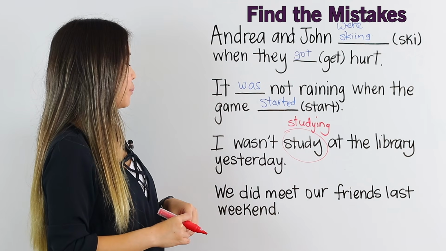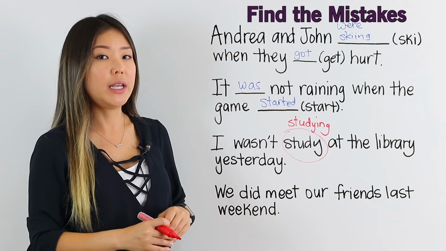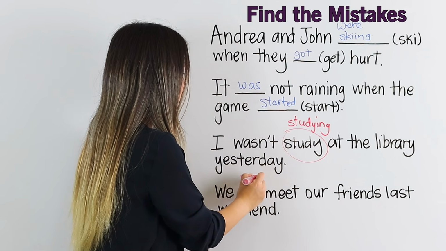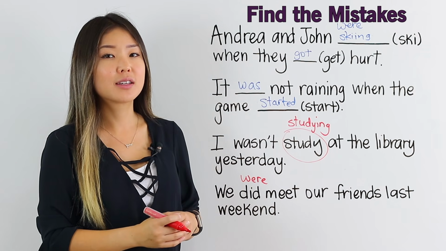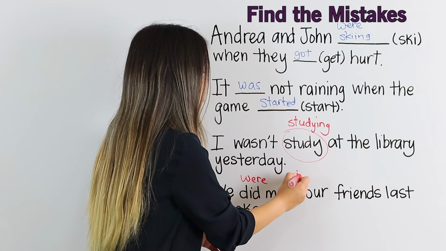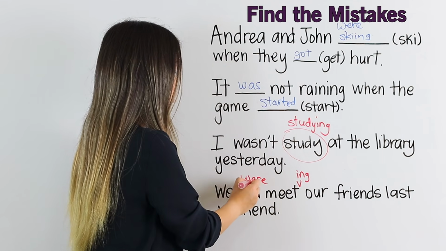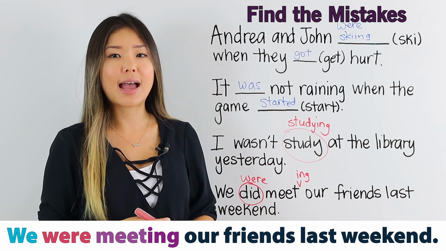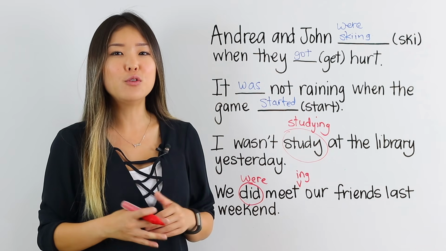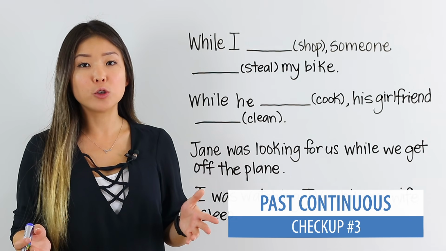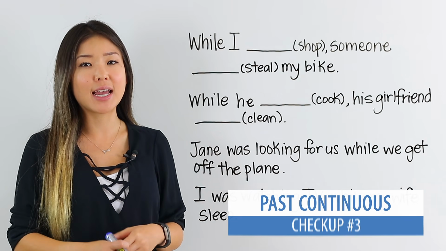Take a look again. The subject is we. We need a be verb. Were. Then what happens? Remember, we need to add an ing to the end of the verb. So we take out did and say, we were meeting our friends last weekend. Let's move on. Now, for this checkup, we'll look at the while usage of the past continuous tense.